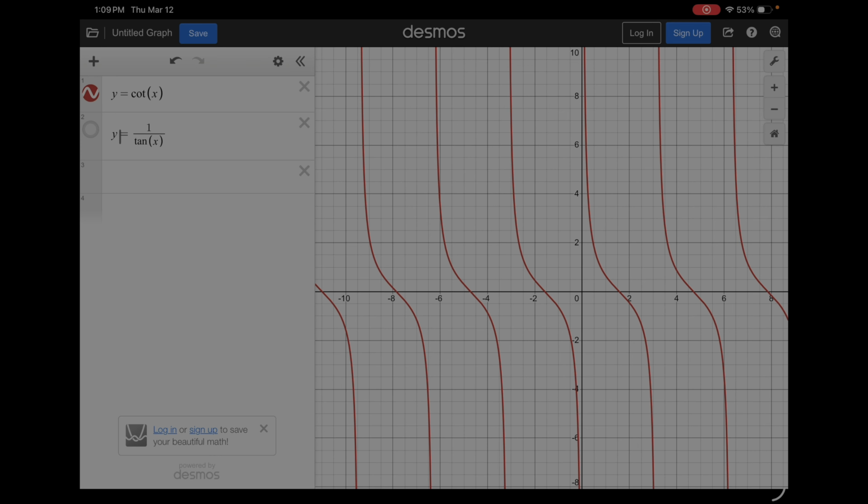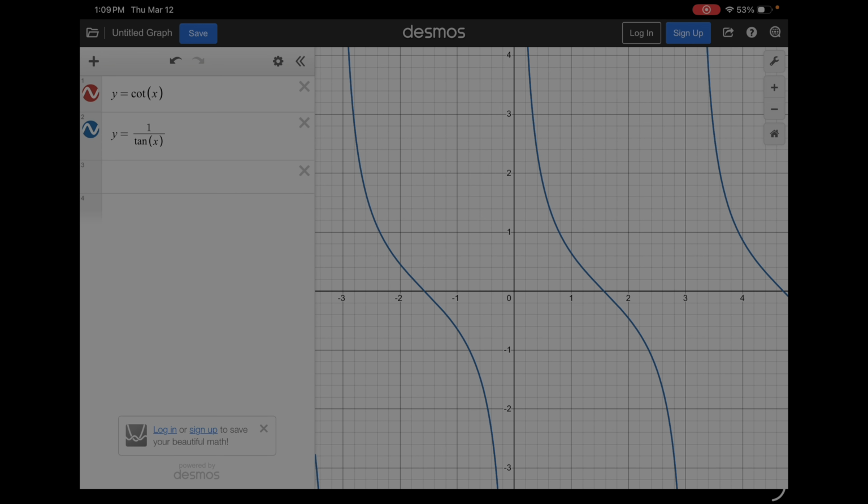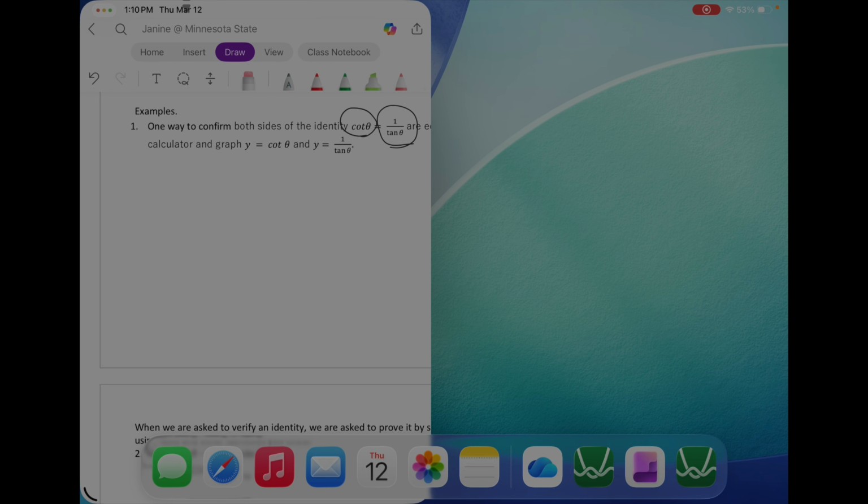And then I'm going to graph 1 over tangent. And we see that 1 over tangent's graphed in blue. And then just the cotangent function is graphed in red. And we can see that they are the exact same thing. Okay, so that is one way to confirm our beliefs that they are the same. Okay, so now I'm going to get rid of that and go here.